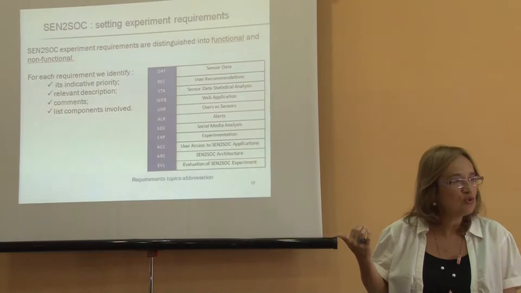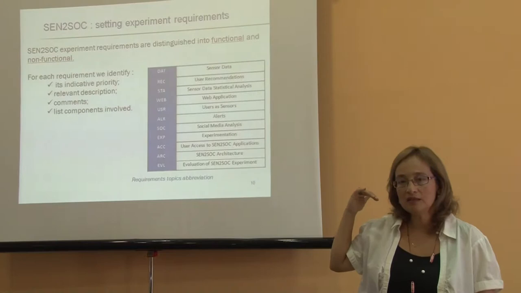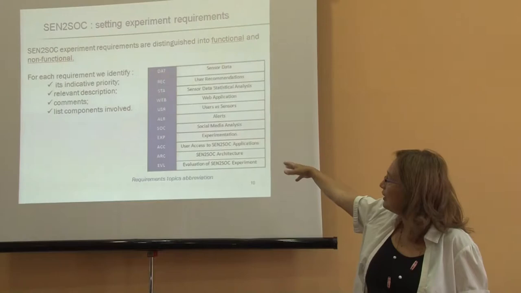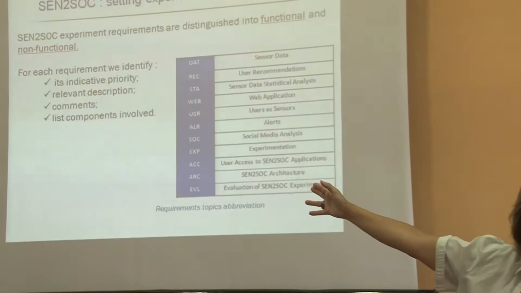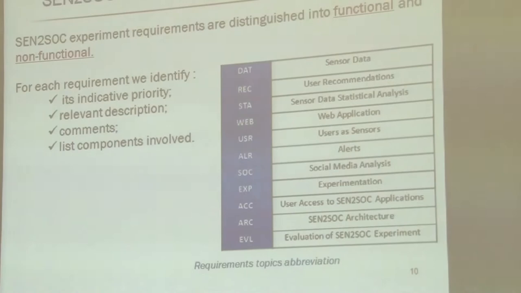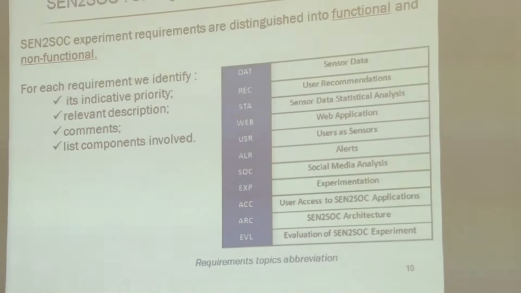This means that we set up, let's say, sensor data requirements, and these are the abbreviations. I will not go into all of the detail, but for example, the ALR abbreviation is for the alerts requirements. The AACC is for how users access the SEN2SOC applications and so on. So setting the requirements also was a time-consuming process because we needed to set the requirements before implementing the experiment.